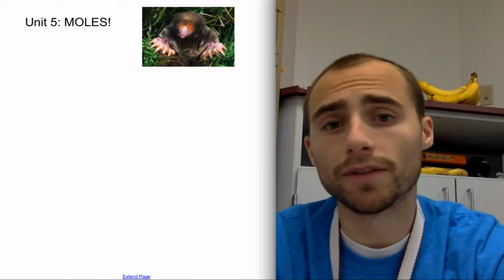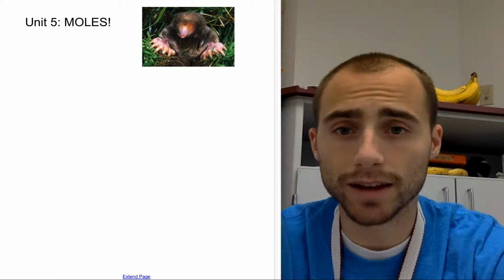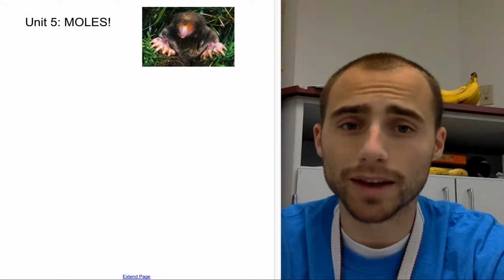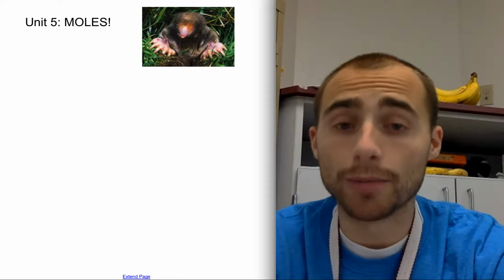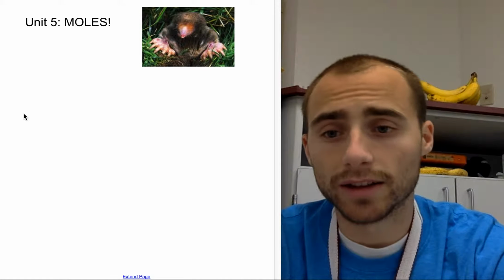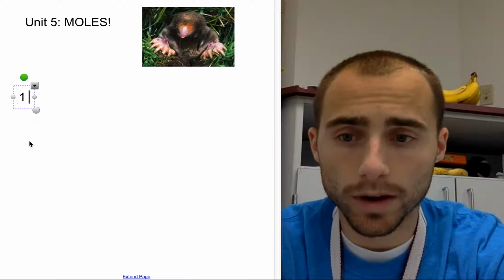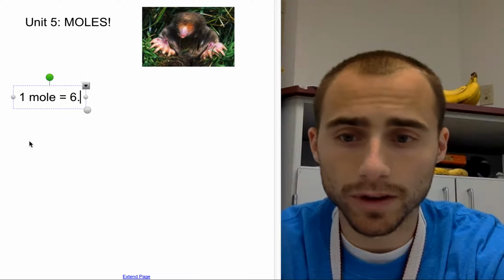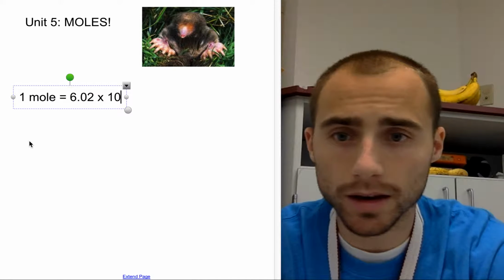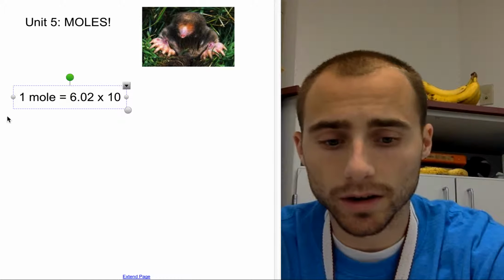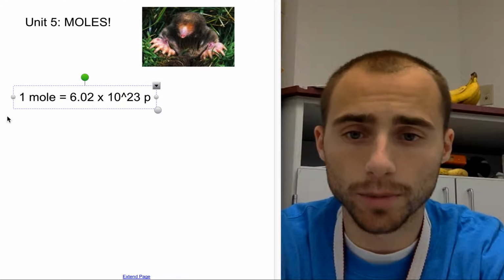Now, we mentioned moles at the very beginning of the year when we talked about scientific notation and the value of scientific notation, because a mole is such a huge number, and so we wanted to be able to shorten it. And so one mole is equal to 6.02 times 10 to the 23rd particles.